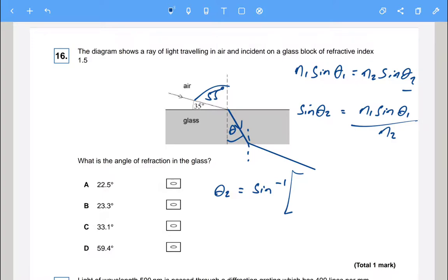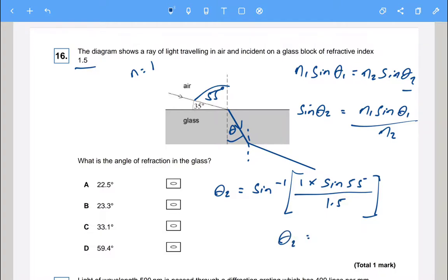So n1, which is air, now this is the one that you should remember. The refractive index of air, I think it's like 1.00029 or something, but we just approximate it to 1. It's basically the same value as in a vacuum. So n1 is 1 times sine theta 1, so that'd be sine 55. If you use 35, this is probably where you made your mistake. And then we're going to divide that by n2. n2 is the refractive index of glass, so that's 1.5.